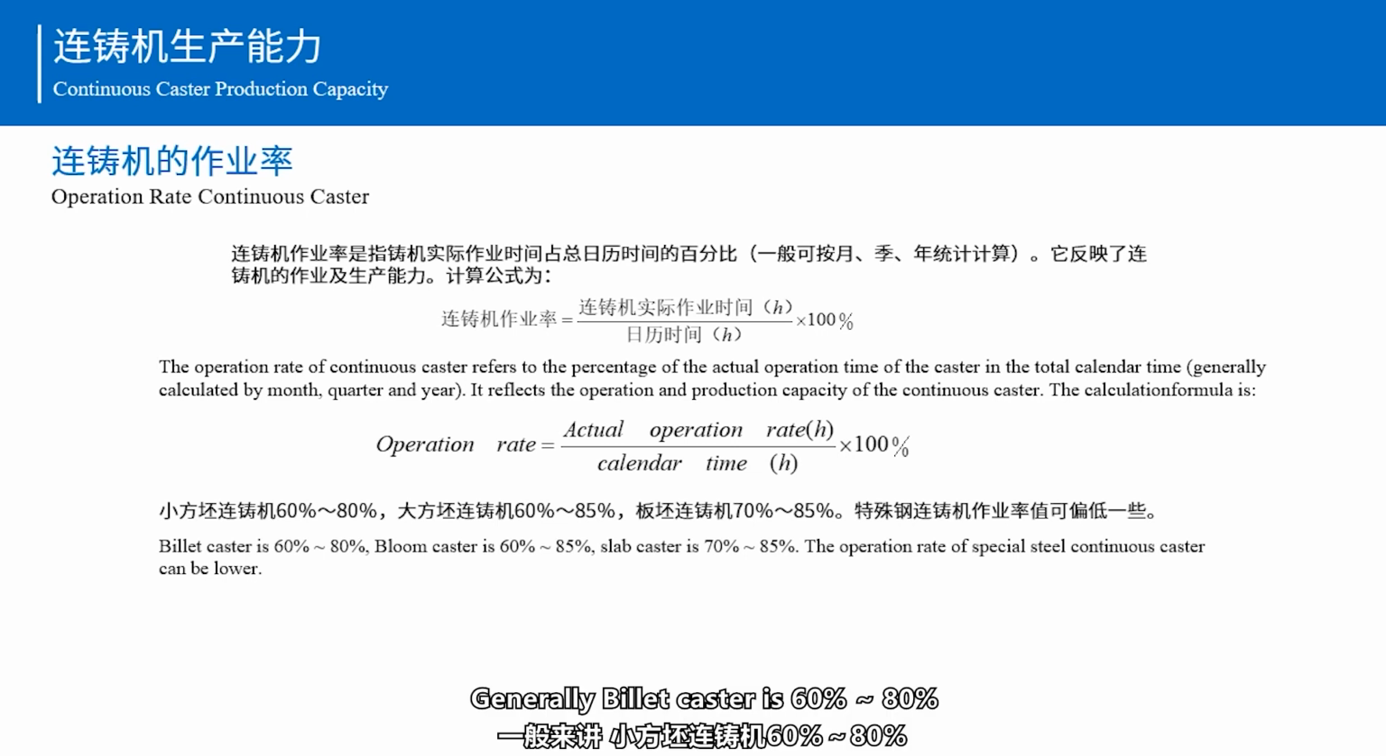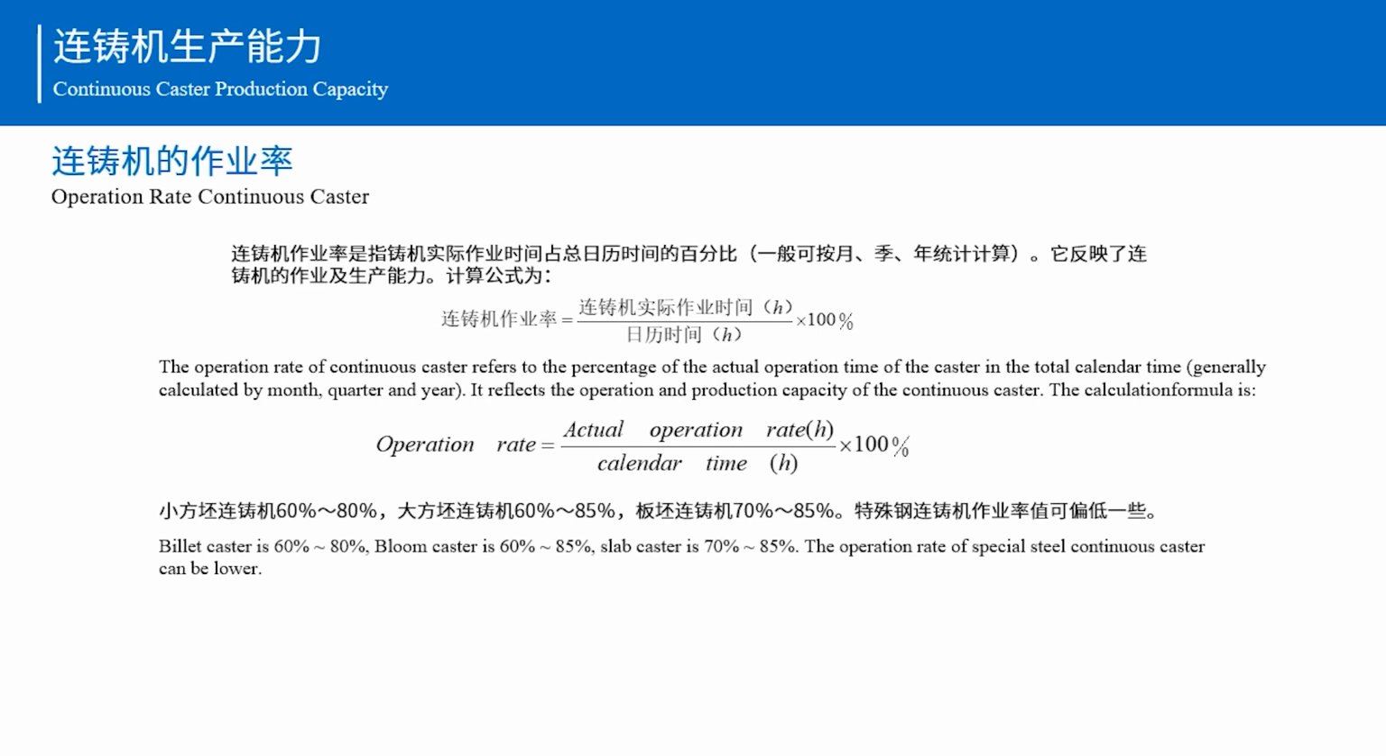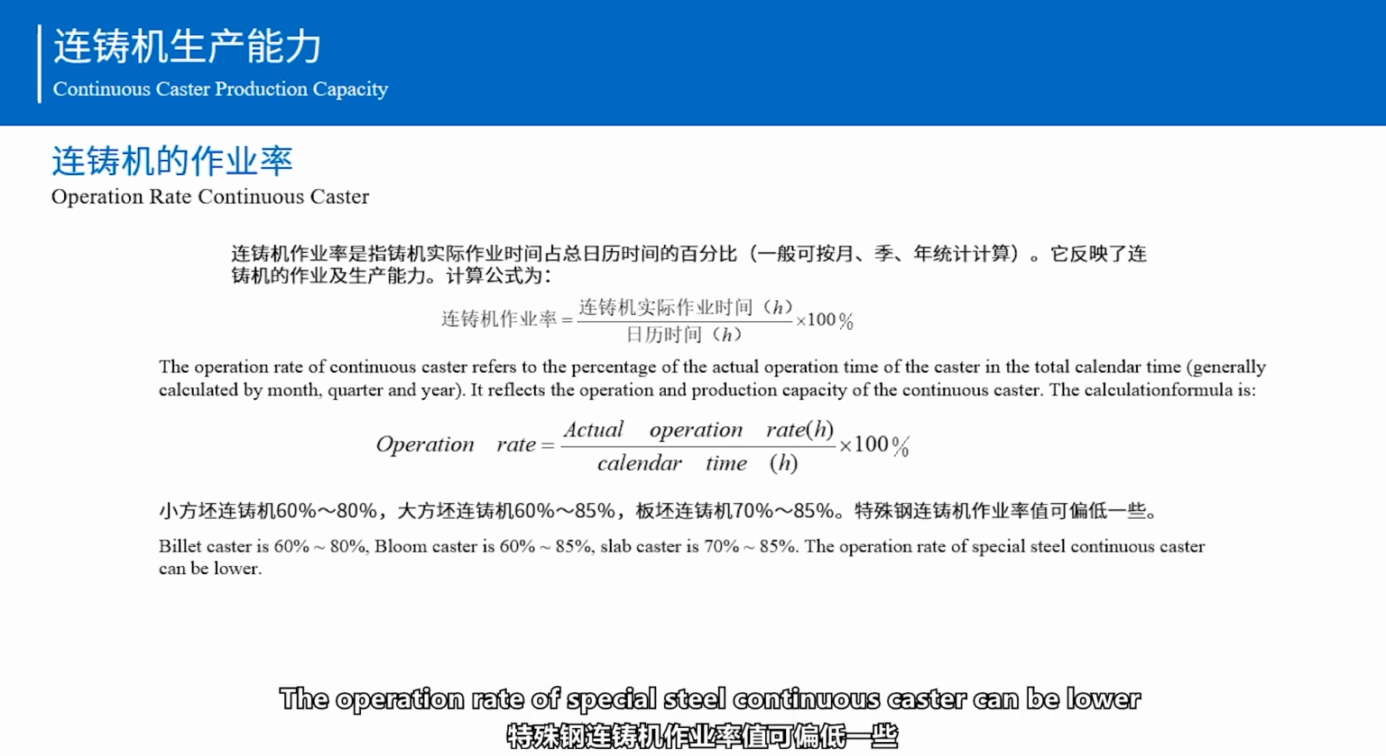Generally, billet caster operation rate is 60% to 80%. Bloom caster is 60% to 85%. Slab caster is 70% to 85%. The operation rate of special steel continuous casters can be lower.